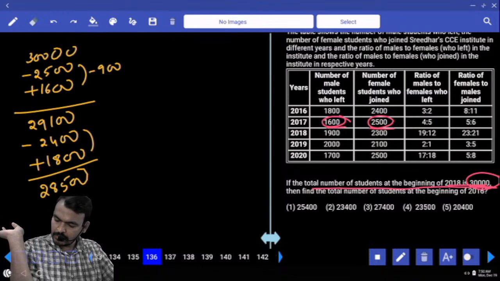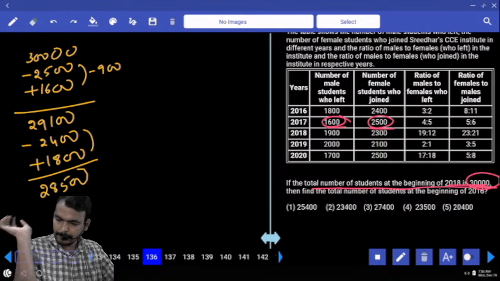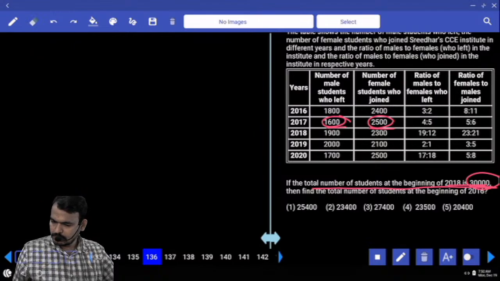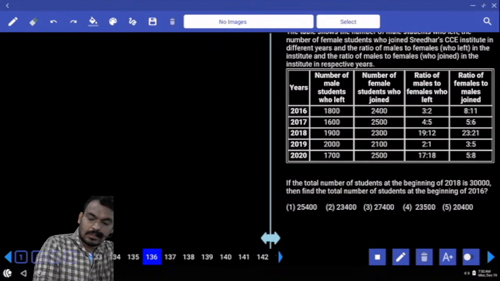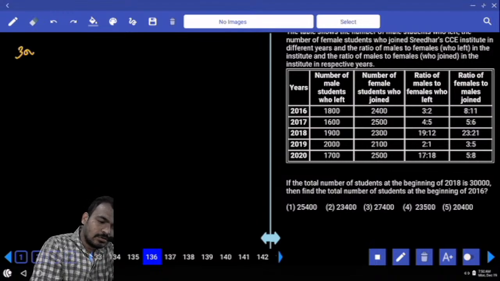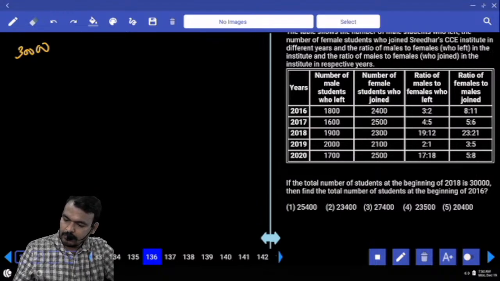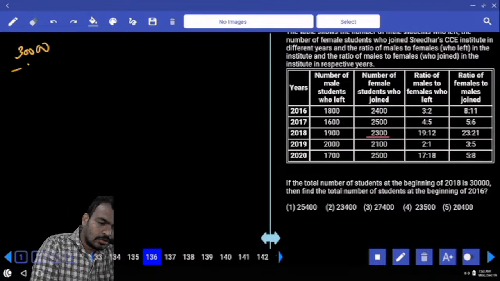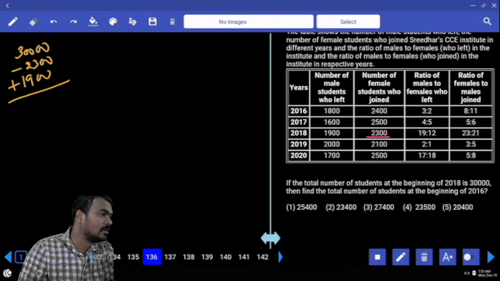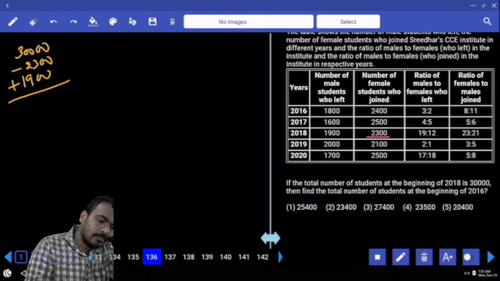Joined value, left value. It is considered 3 years, not 2 years value. Just 1 minute. Out of 30,000, first we are subtracting how much value? 2,300 plus how much value you are adding? 1,900. What is the difference? Minus 400 or plus 400? Minus 400.